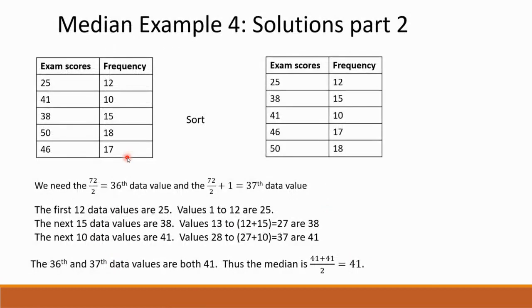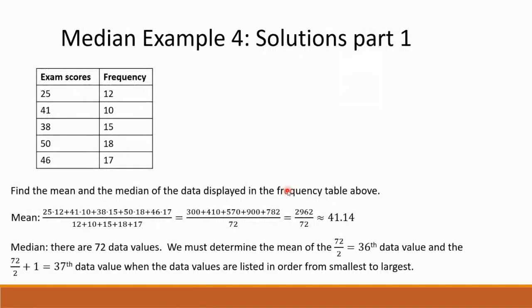All right, so we sort it. As you can see, that's what we're doing here. 25 is first. Then next would be 38. Its frequency we keep with it. 41 we keep with 10. 46 we keep with 17. 50 we keep with 18. That's what we're doing. Then we want to get the 36th and 37th data values. That's what we said. Good.